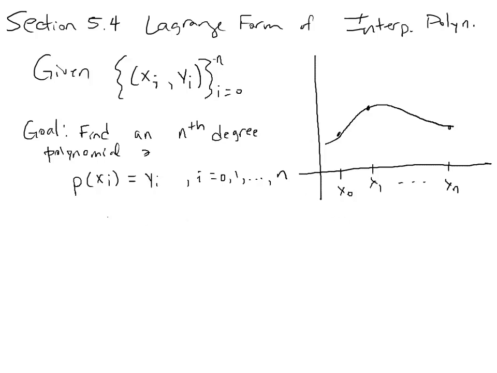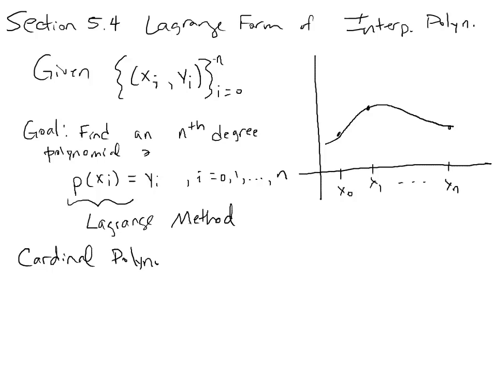Given that, now the question is, how do we find this? Remember, we've already considered the direct method. Now we're going to use the Lagrange method. The Lagrange method is kind of sneaky in the sense that it allows us to invent a set of polynomials. We're going to call them cardinal polynomials, which are going to be in this form.